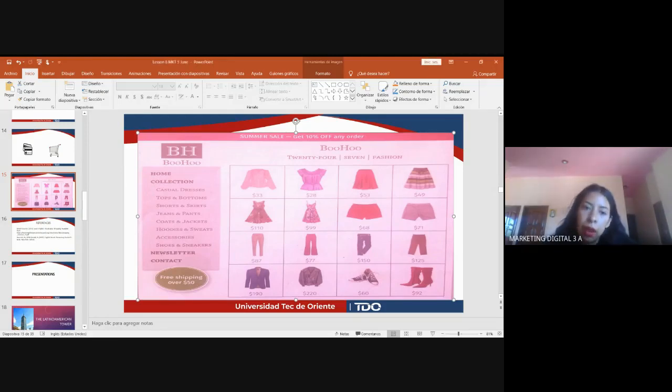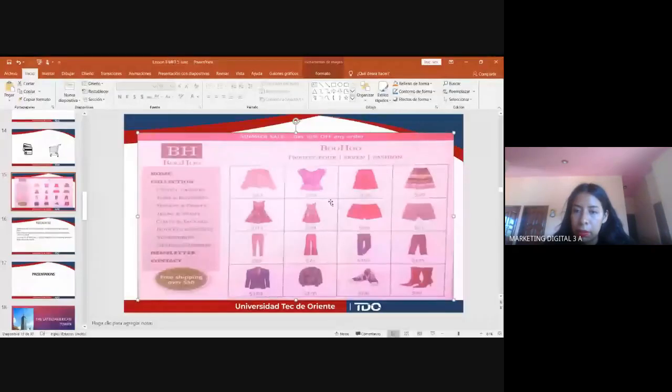¿Qué más? What else can you say? What else? Let's say that the skirt is more colorful than the dress. What else can you say about this image? About the price, about the color. What else can you say? ¿Qué más pueden decir, chicos?